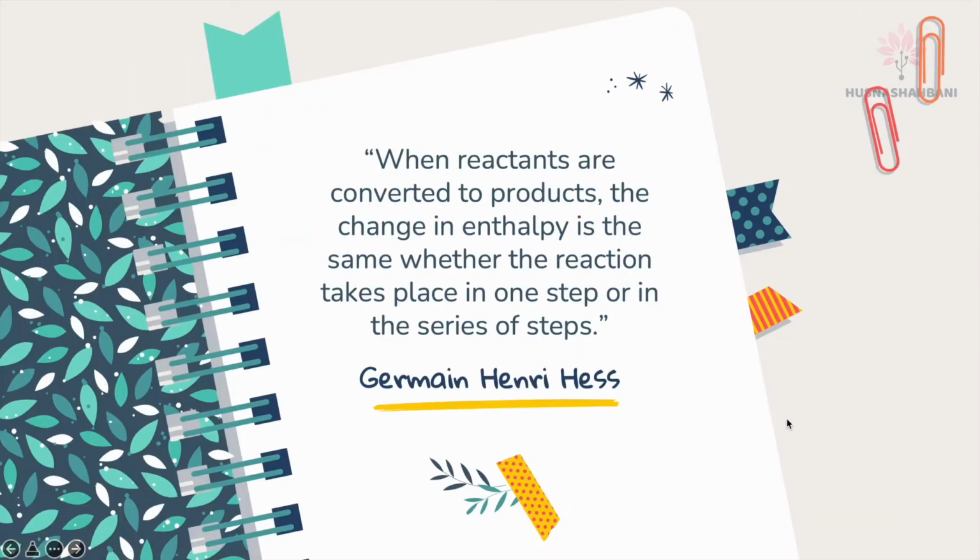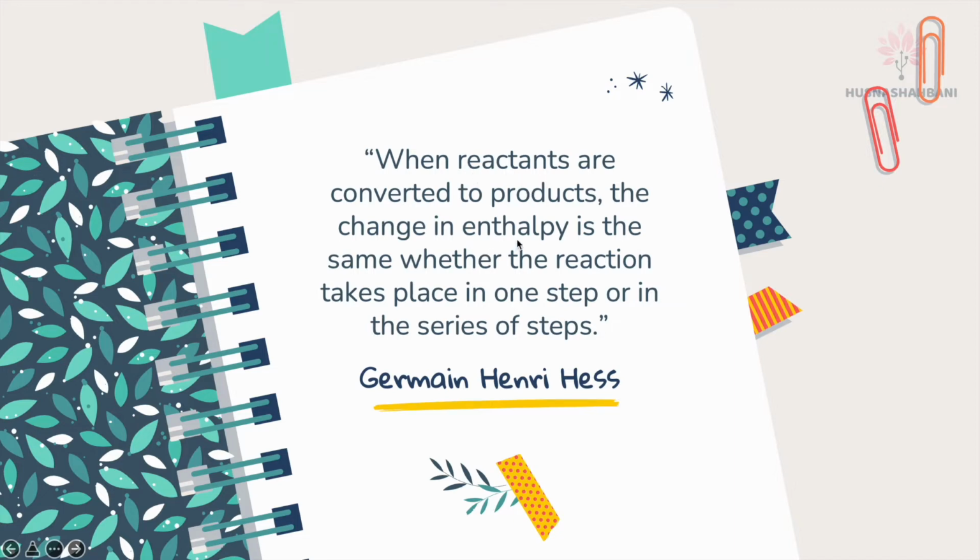Hess's law. German chemist Henry Hess states that when reactants are converted to products, the change in enthalpy is the same whether the reaction takes place in one step or in a series of steps. This means there are several ways for reactants to be converted to the product.